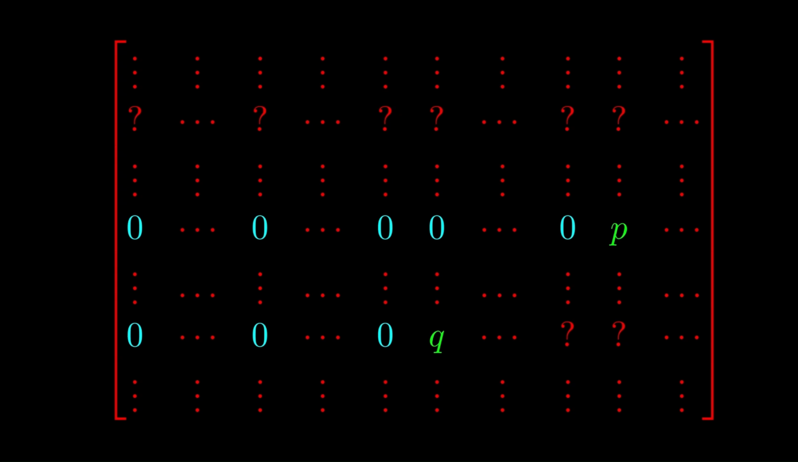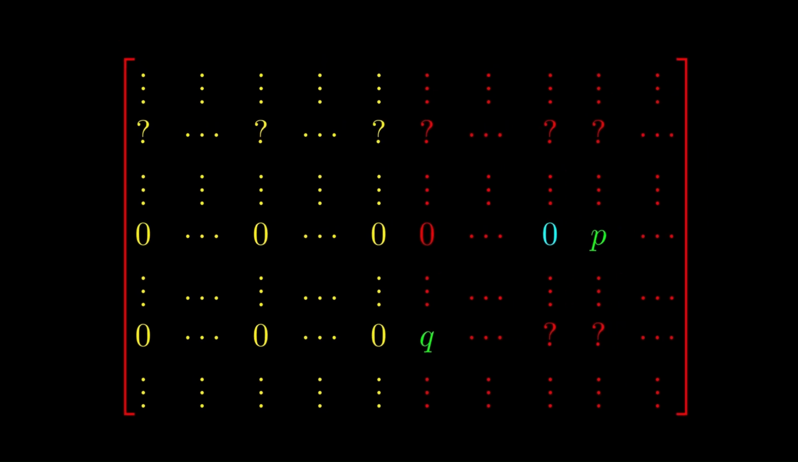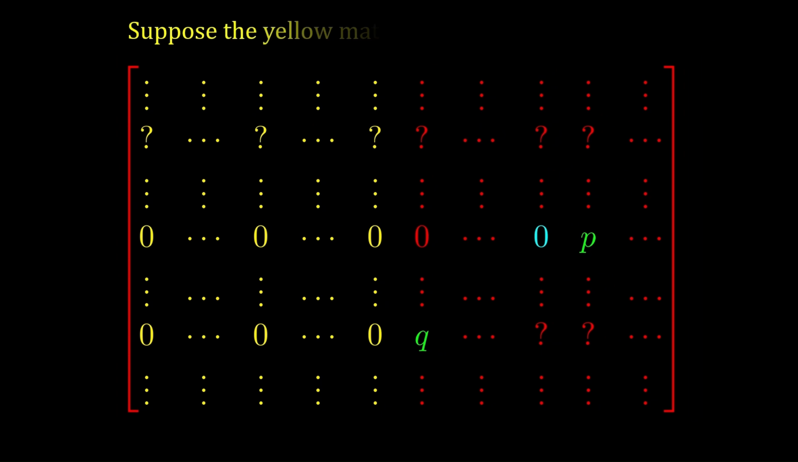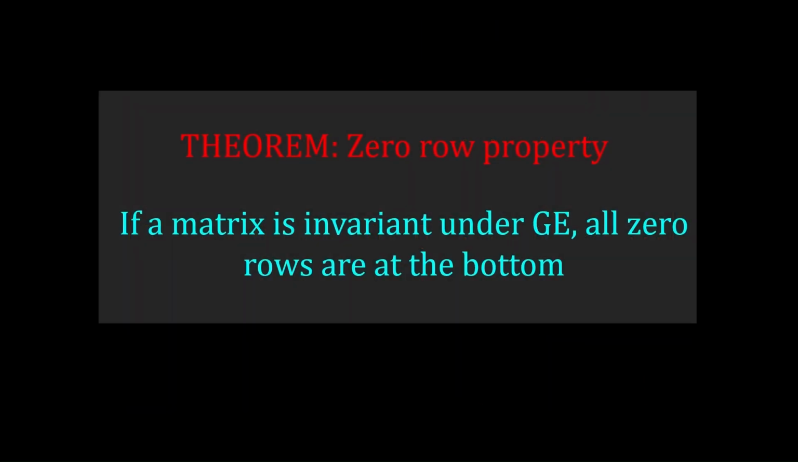We just need to show Gaussian elimination will change this matrix. So consider this submatrix. We can argue similarly. If this changes under elimination, then obviously we're done. But that's the easy case. We need to consider, if it doesn't change under Gaussian elimination, then what do we do? So that's what we'll assume. Suppose this yellow matrix is invariant under Gaussian elimination. But we already know something about such matrices. We know from the theorem we just proved that all 0 rows are at the bottom.